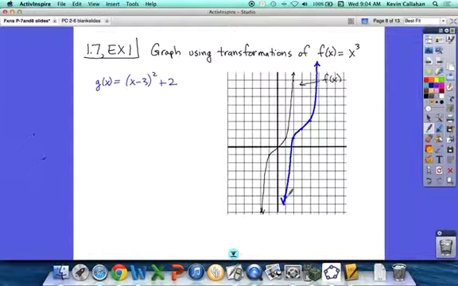Do you remember this stuff from Algebra 2? A little bit?